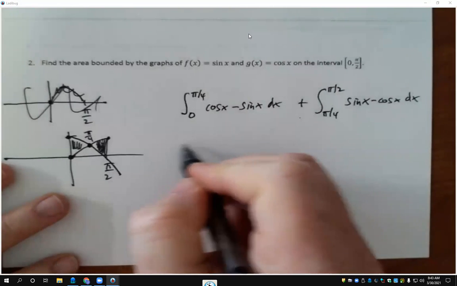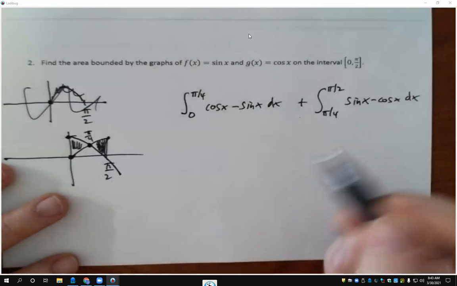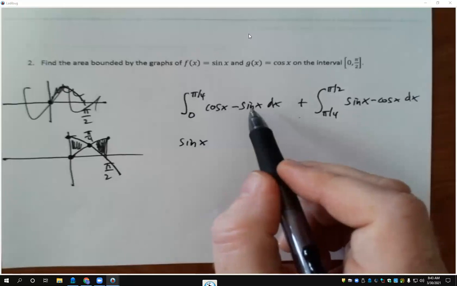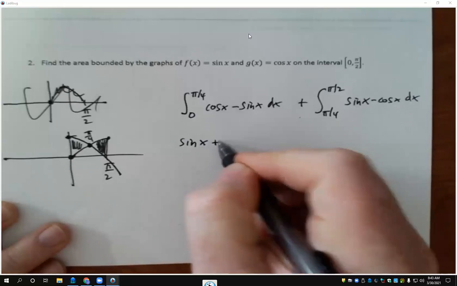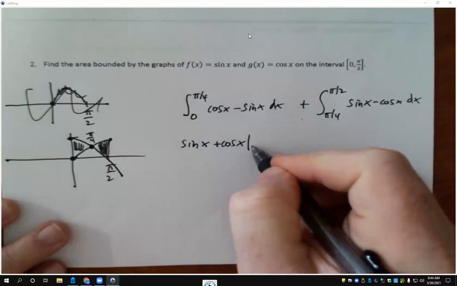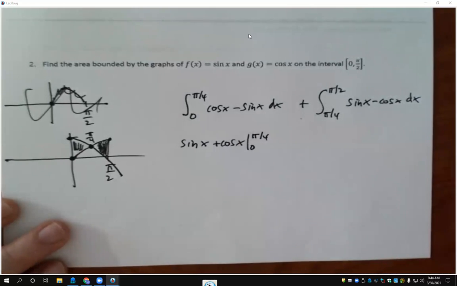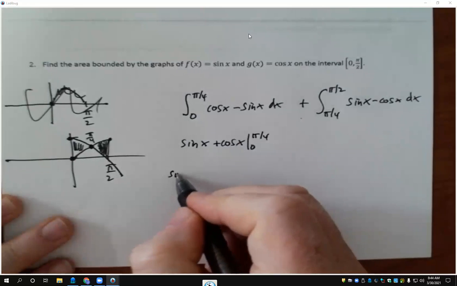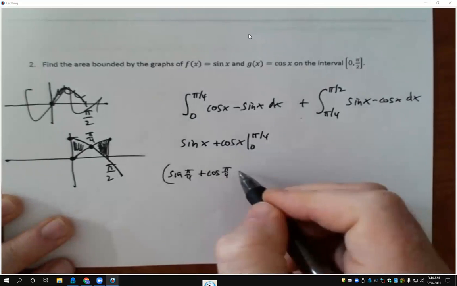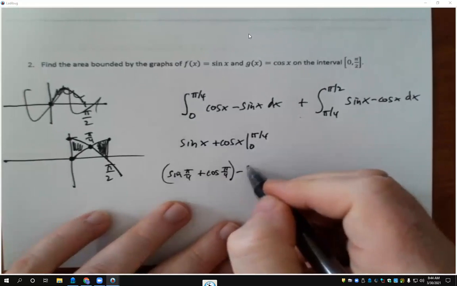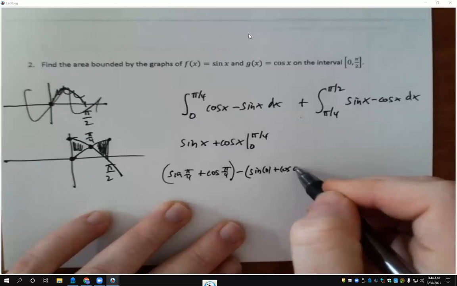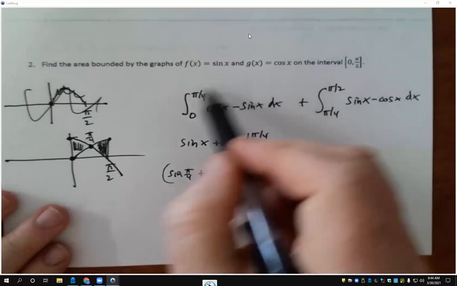This one right here, the antiderivative of cosine is sine, and the antiderivative of negative sine is cosine, because the derivative of cosine is negative sine. And we're doing that one from 0 to pi over 4. So it's the sine of pi over 4 plus the cosine of pi over 4 minus the sine of 0 plus the cosine of 0. So that's just doing this one integral.